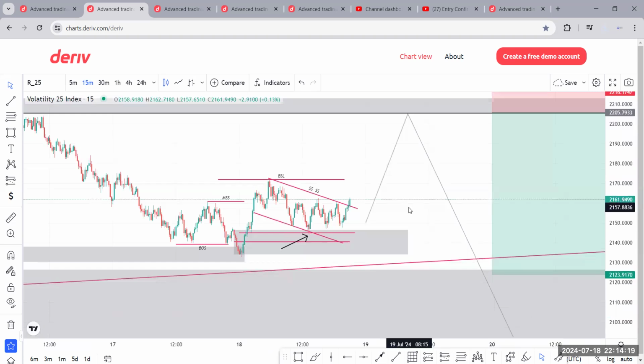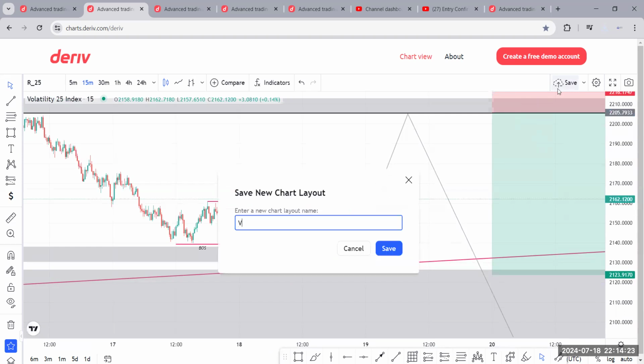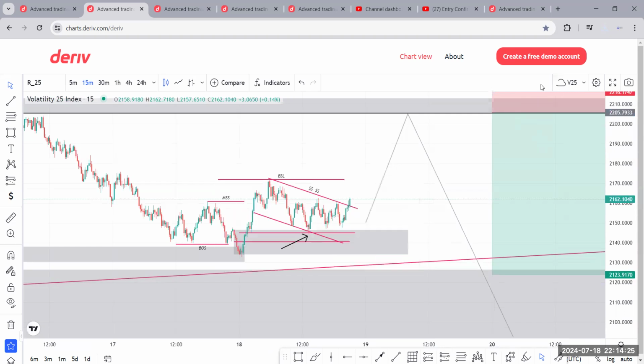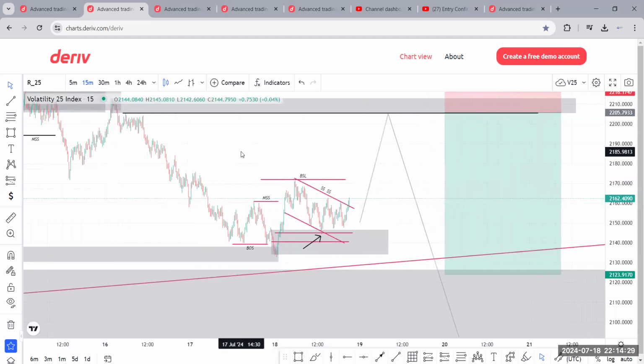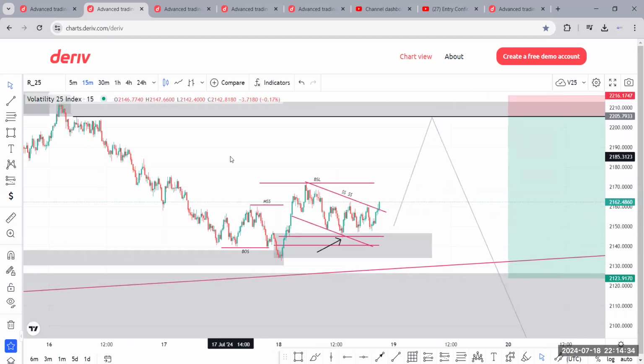So that is VIX 25 for us. And let me save this. That is VIX 25 for us. So we are still bearish, but we are having a bullish structure now, or a bullish setup now. And that is what we are going to follow. So let me go to a different asset.